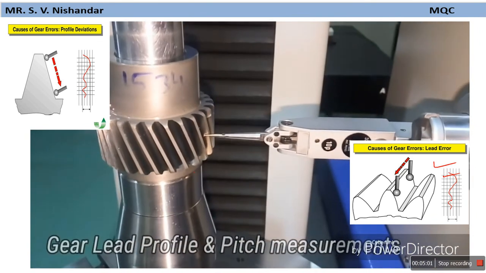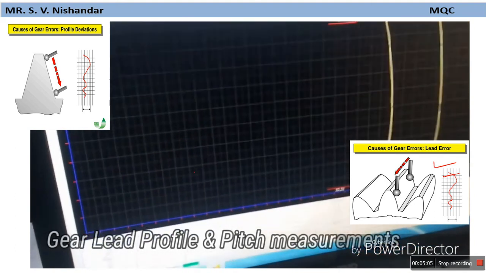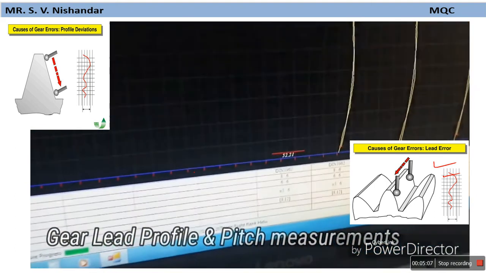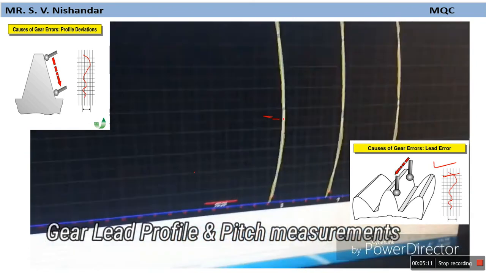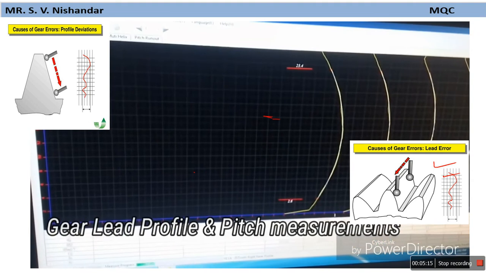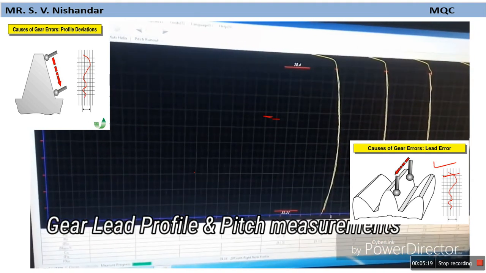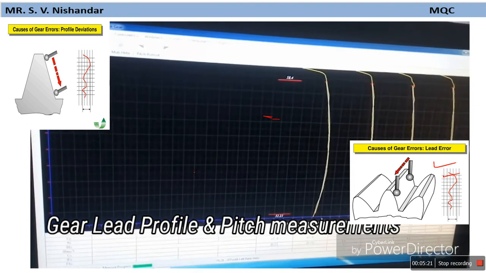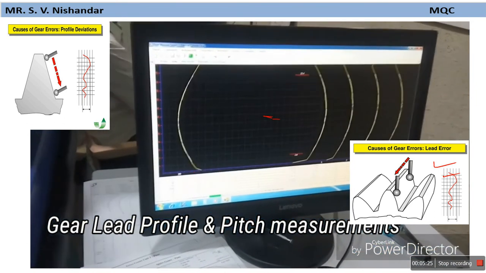In that way we can measure the lead and compare it with the standards. This is the difference between the path traced by the pointer and the actual gear. These are the advanced machines that are preferred, and their accuracy is very high compared to the mechanical type.